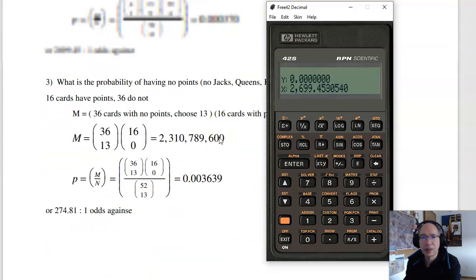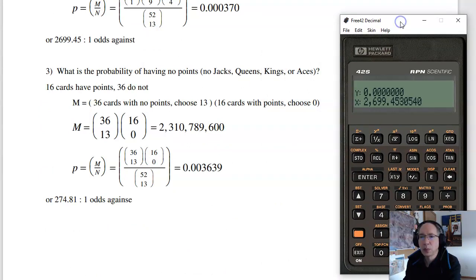Problem 3. What's the probability of having no points? Well, there are 16 cards that have points, that's the jack through ace, and 36 cards that don't have any points. So of the 36 cards that have no points, choose 13; of the 16 cards with points, choose 0. Multiply it out, I get 2.3 billion. The probability then is how many hands have no points divided by the total number of hands. It's 0.003, or 274 to 1 odds against. It can happen, not very likely, but once in a while it does happen.